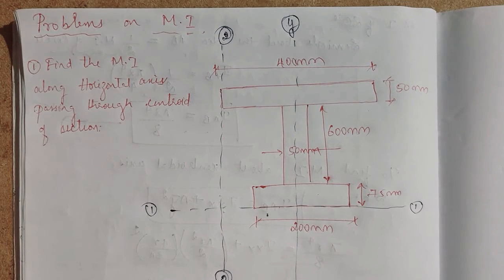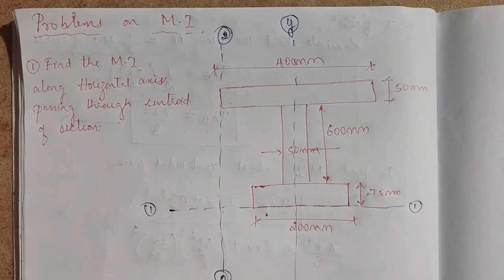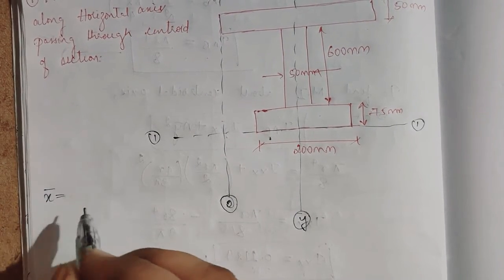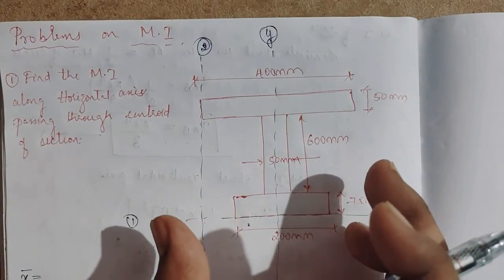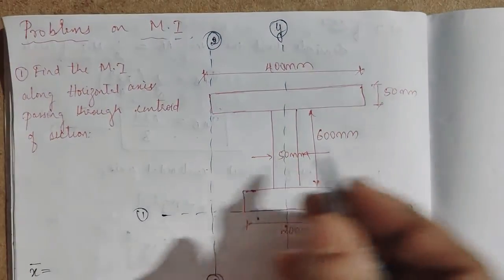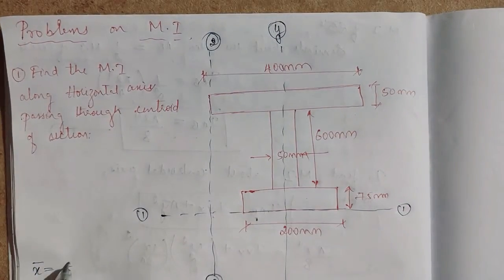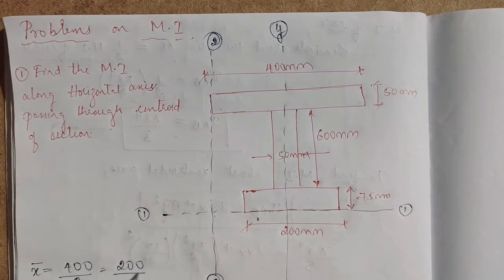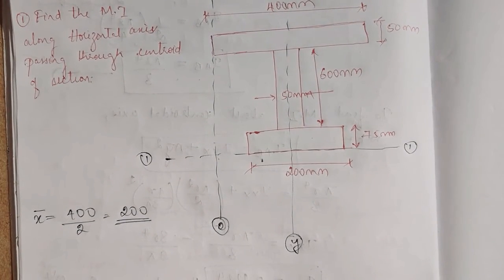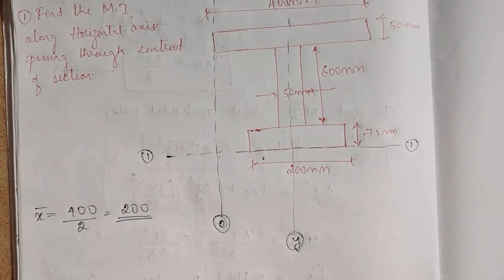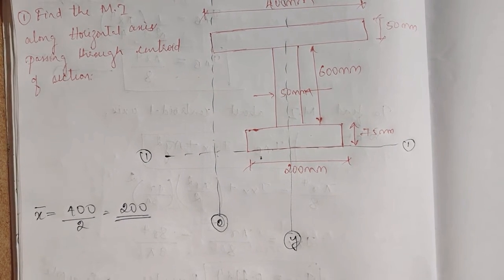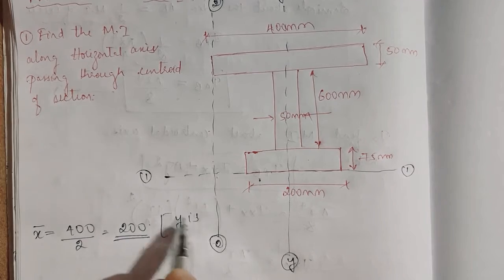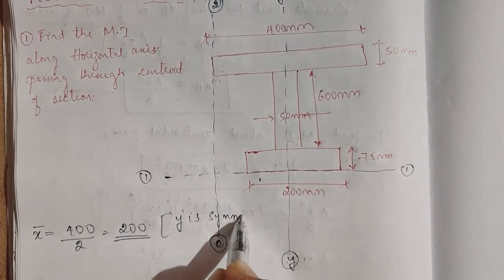Because it is symmetrical about the y axis, I can find one of the values. That is, x bar is equal to, what is the highest breadth along the x axis? It is 400. So 400 by 2. So I already got the x bar. Here also we have to find x bar and y bar, so that at the end we can solve the moment of inertia of the whole figure. This is because the y axis is the axis of symmetry.